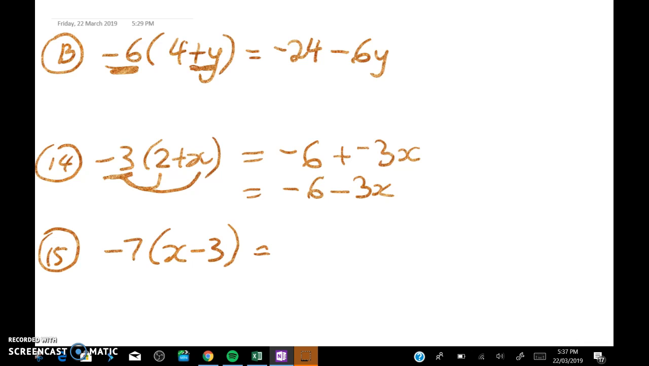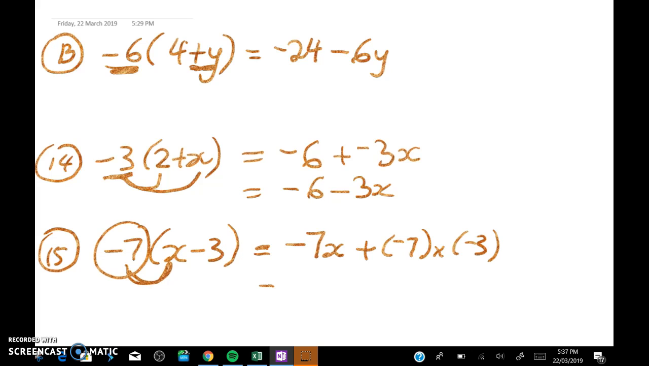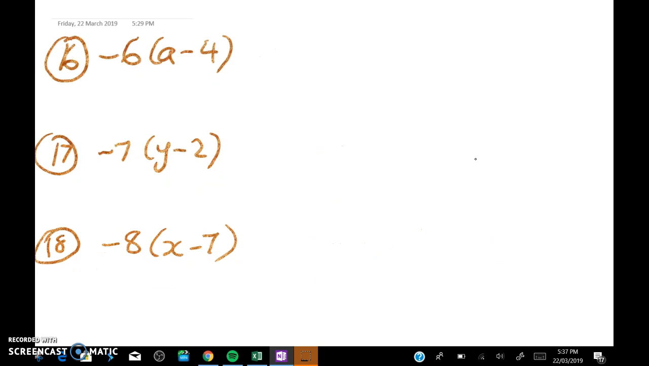Number 15 follows a slightly different pattern. Negative 7 times x, negative 7x. And now I get plus this negative 7 times negative 3. A negative times a negative gives me a positive. So I end up with negative 7x plus 21. Right, number 16 fits the same pattern. We're going to get negative 6 times a, negative 6a. But then I have plus negative 6 times negative 4, which is positive 24. So negative 6a plus 24.